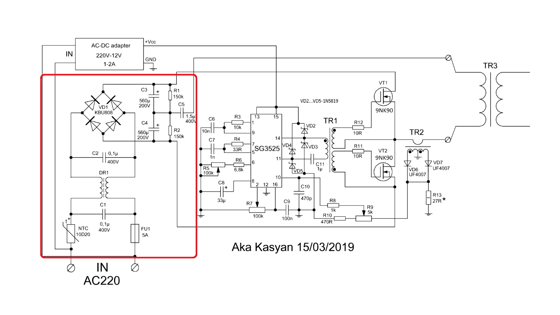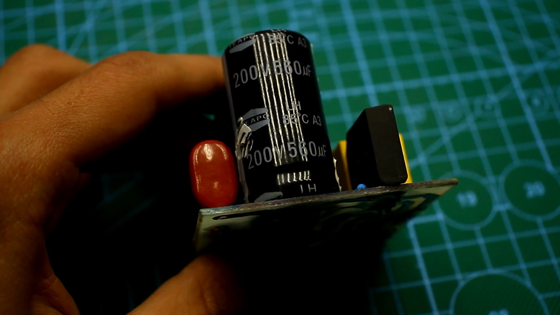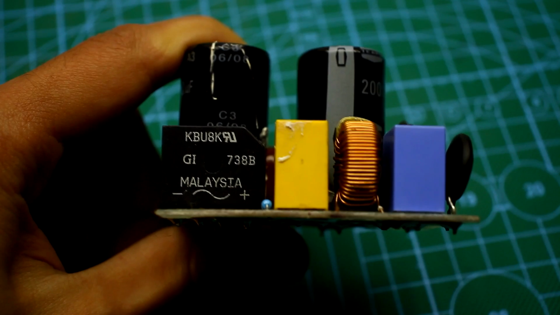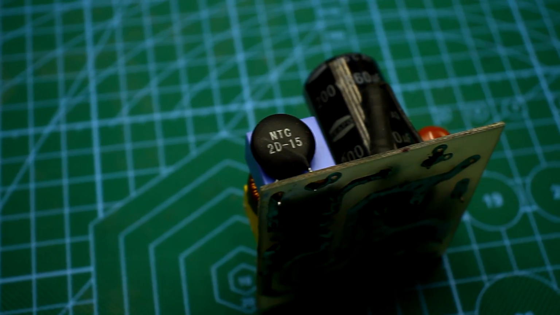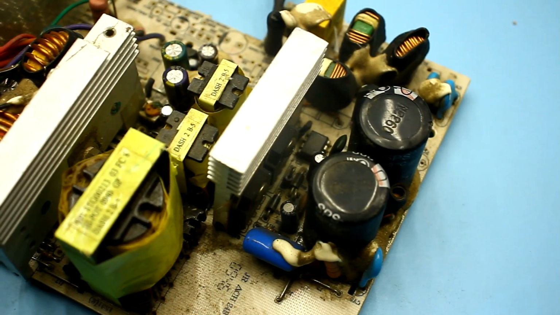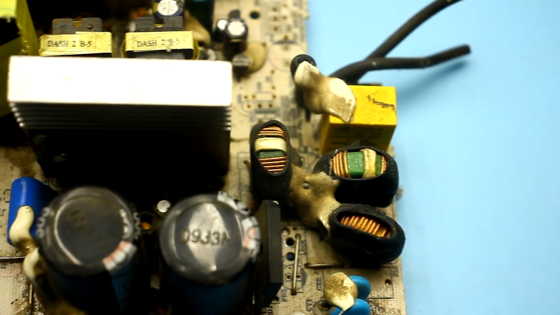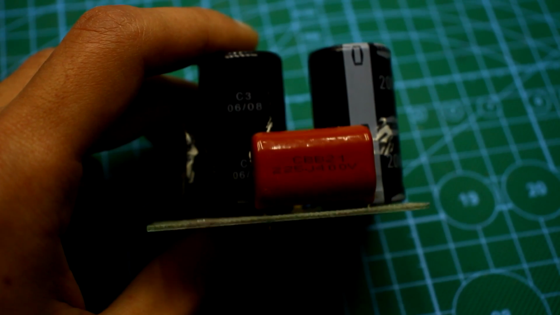The mains filter, rectifier, and capacitors of the half bridge are located on a separate board. There is nothing special: a pair of 200-volt, 560 microfarad capacitors connected to the midpoint, an 8-ampere bridge, a fuse, and a thermistor to limit the charging current of the capacitors. All this can be found in old computer power units. Also, here is a film isolation capacitor.